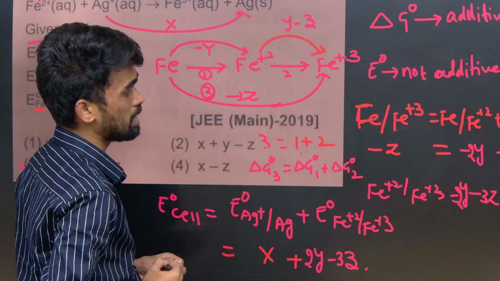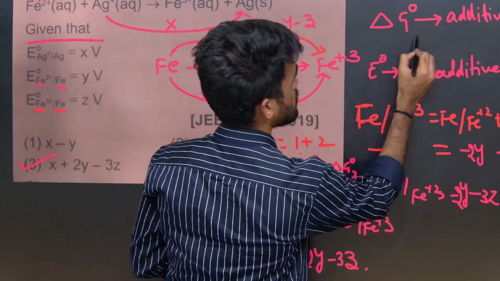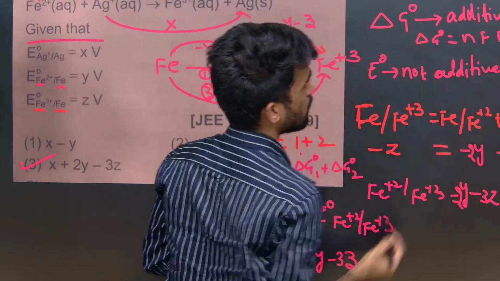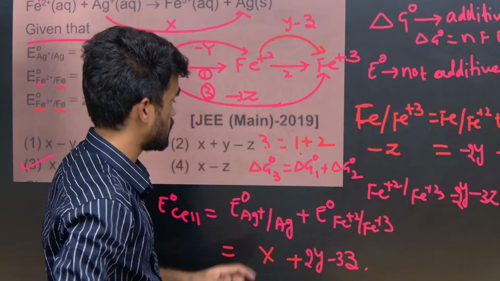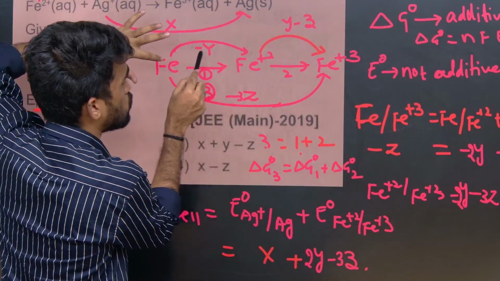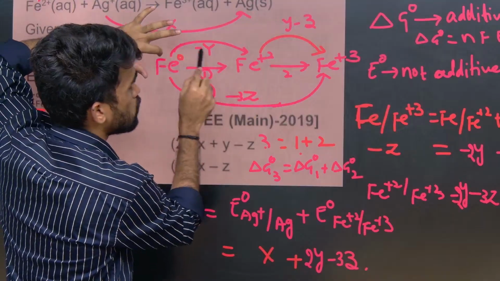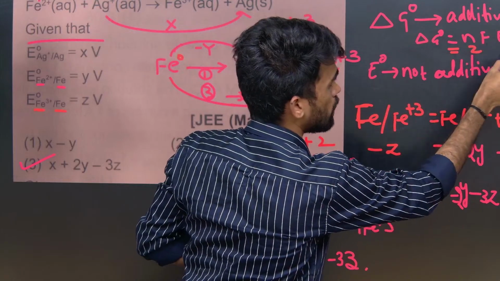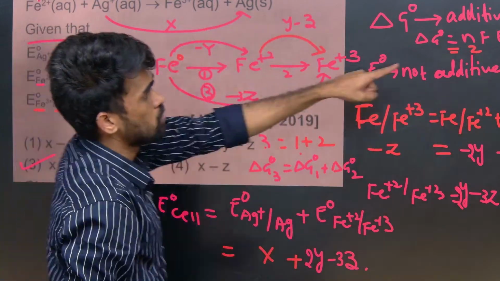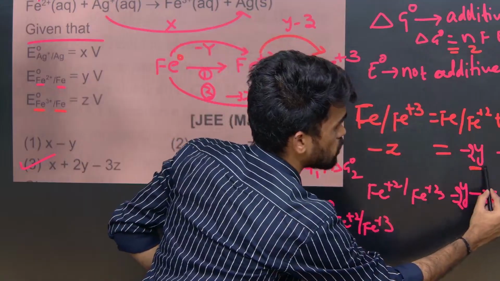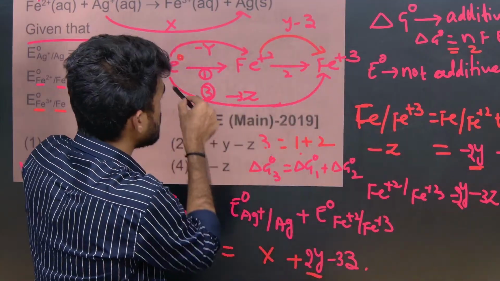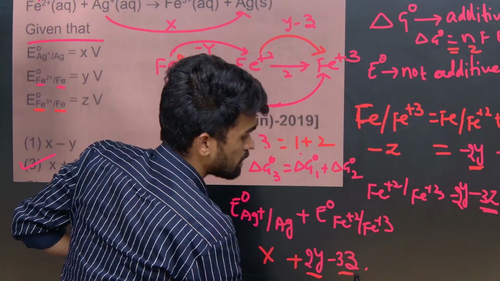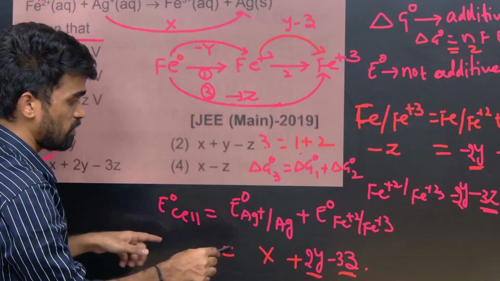So what does delta G naught of 1 mean? Delta G naught equals minus NF E naught cell. This will be the value now. N means the number of electrons. The number of electrons in one process is how many? 2, right? So 0 to 2 means 2 electrons lost here. So your N value will be 2. So that's why we got 2 into E naught cell value, which is Y. So 2 into Y. That's why I have taken minus 2Y here, and in this case 0 to 3, 3 electrons are changed. So that's why I have taken 3 into Z. Like that we have to take and we'll get the answer like this.